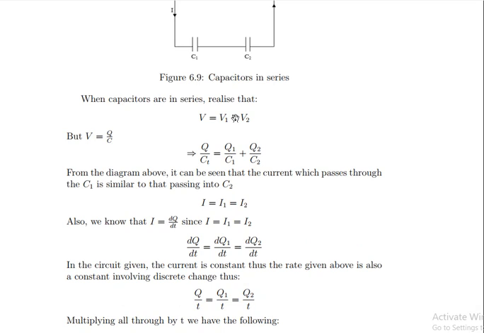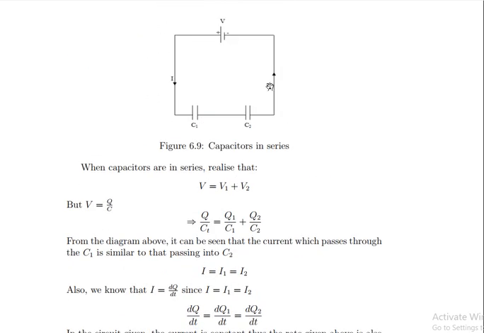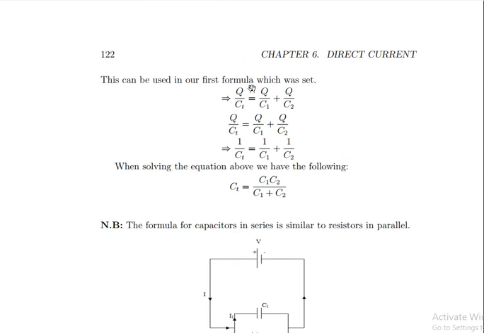Now since V is equal to V1 plus V2, and you know that V is equal to Q all over C, this formula can be changed to Q all over CT is equal to Q1 all over C1 plus Q2 all over C2. But we need to know that the current in this circuit is similar. Since the current is similar, it implies that the charge in this circuit will also be similar. So we're going to have Q all over CT is equal to Q all over C1 plus Q all over C2.